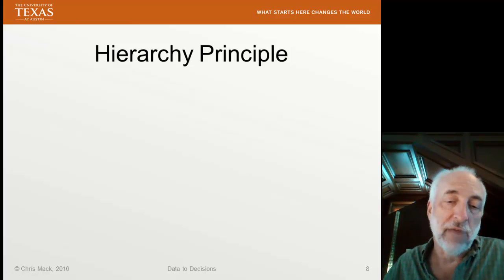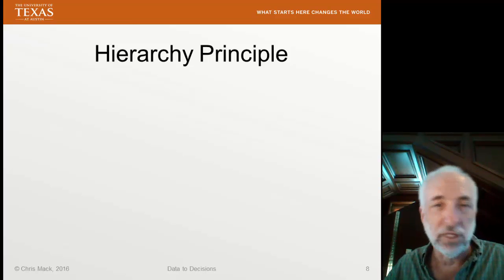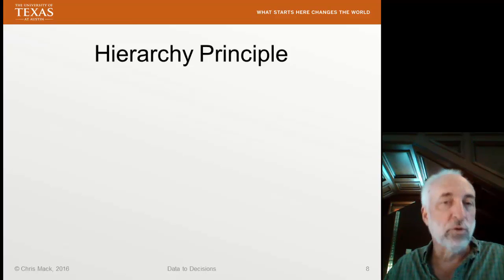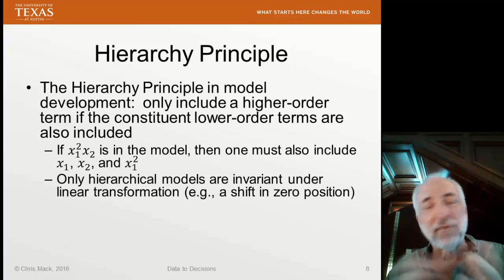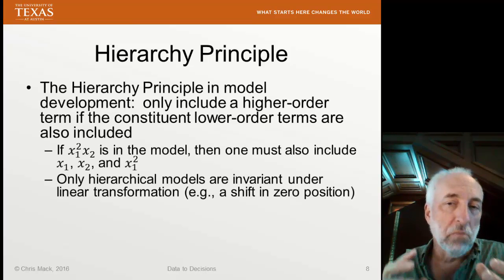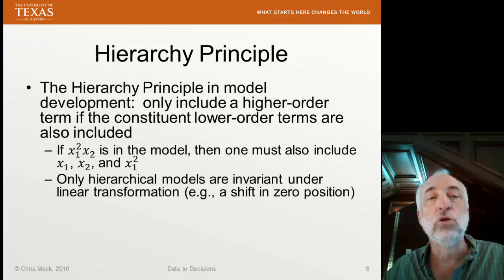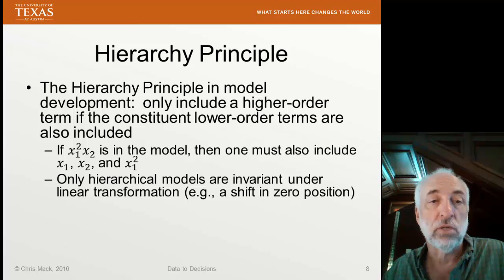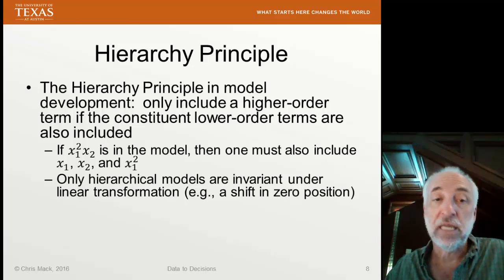Here, because we're talking about interactions, I'm going to pause and talk about something I probably should have mentioned in a previous lecture, but is an important thing to consider whenever we're doing modeling with either interactions or higher order terms. That is the hierarchy principle. I think I might have mentioned this before, but in model development, the hierarchy principle says you should only include a higher order term or an interaction term if the lower order terms that constitute that higher order term are also included. I'll give you an example.